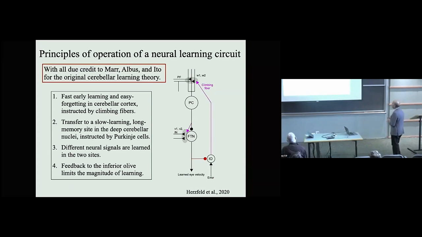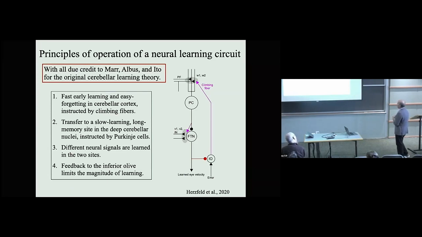So the way we think of this now, based on what I will tell you in a little bit, is that there's an early site of learning, fast early learning, that occurs at the parallel fiber to Purkinje cell synapse. It is instructed by the climbing fiber inputs that are driven by the instruction. Then, as the Purkinje cells learn, they develop a response, and that response becomes a teaching signal that operates down here at the level of the cerebellar nucleus and instructs slow learning that's remembered longer in the cerebellar nuclei.